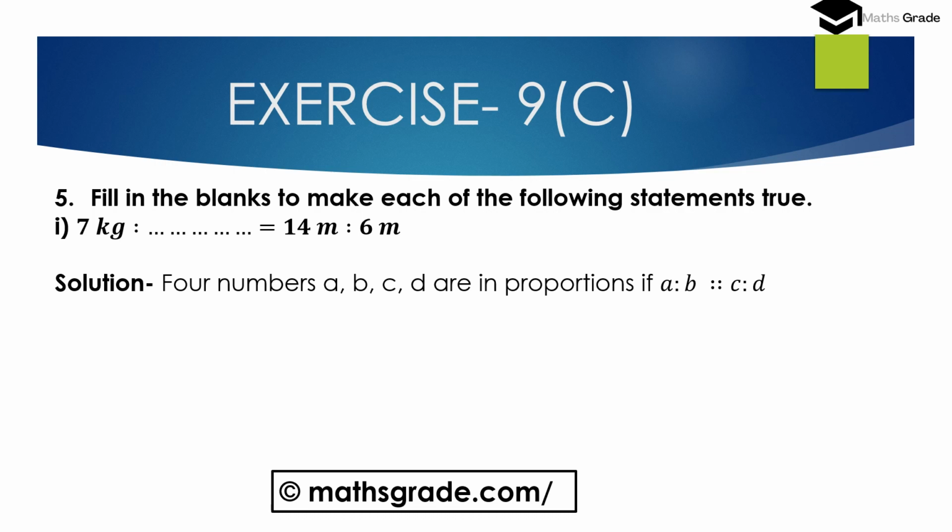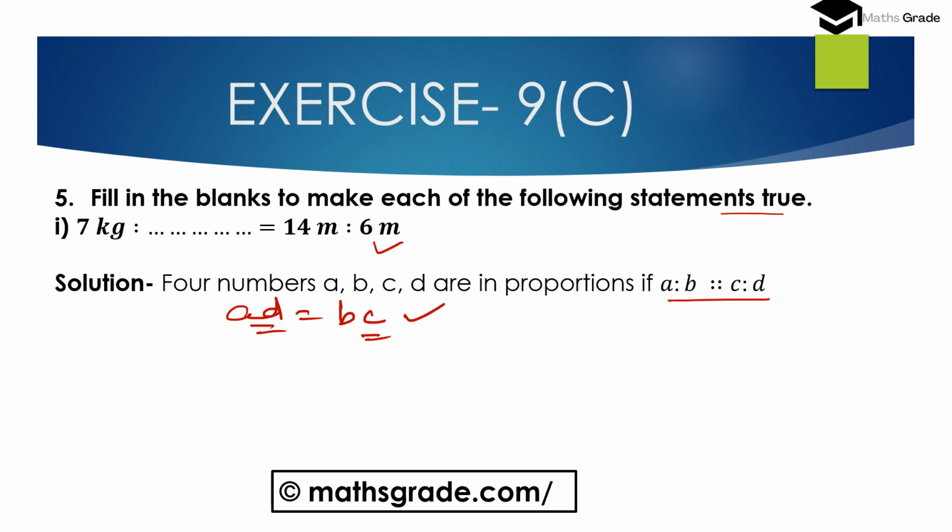Now we will solve question number 5. Fill in the blanks to make each of the following statements true. First bit is 7 kg is to dash is 14 meter is to 6 meter. If four numbers A, B, C, D are in proportion, then we can write A is to B is proportional to C is to D. That is AD is equal to BC. That is, product of extremes is equal to product of means.